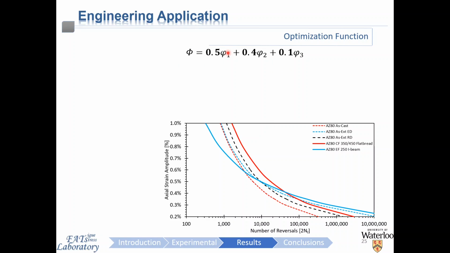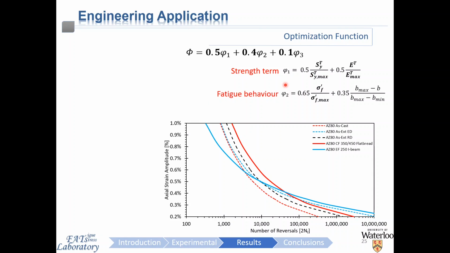The first term, which is phi1 here, describes the necessity of the component to have a high strength and toughness. Non-dimensionalizing these individual property attributes against the maximum observed over the wide range of processing conditions allows us to have a term which reaches a maximum value at unity, or a value of 1. The second term incorporates the fatigue behavior in terms of parameters extracted from an SN curve.